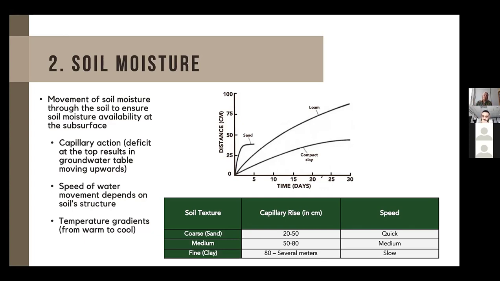So in that sense, a more fine soil texture, such as clay, enables way more capillary rise than a sandy soil, but it's slower. So that's something to take into account.